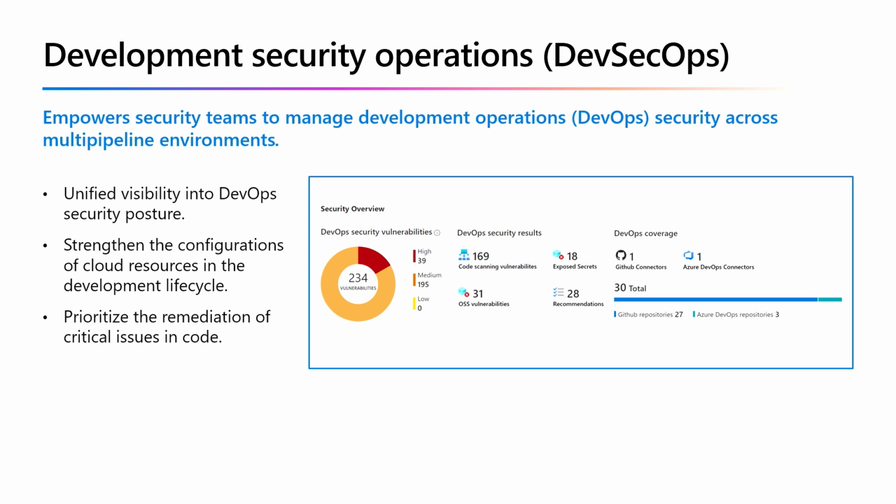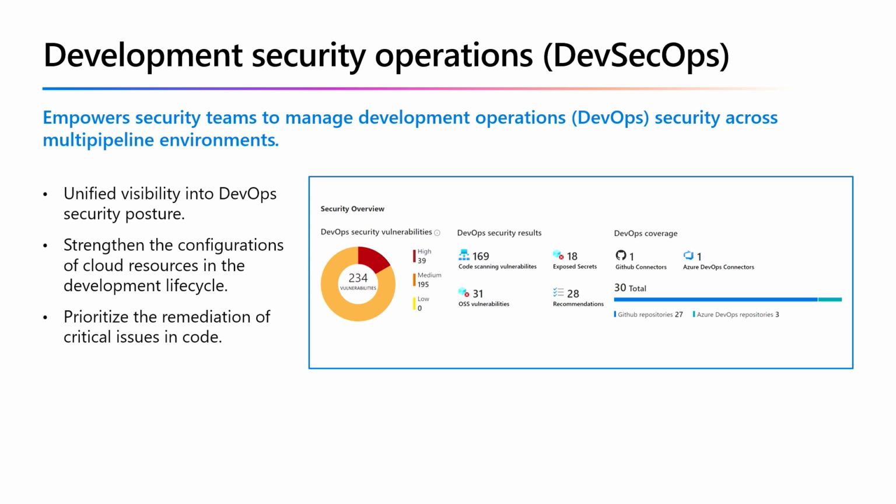There are three key capabilities in Defender for DevOps. First, it provides unified visibility into DevOps security posture. Second is to harden cloud resources configuration throughout the development lifecycle. This can be done by enabling security of infrastructure as code templates used to define and deploy the infrastructure rapidly and reliably. Finally, it prioritizes remediation of critical issues in code.